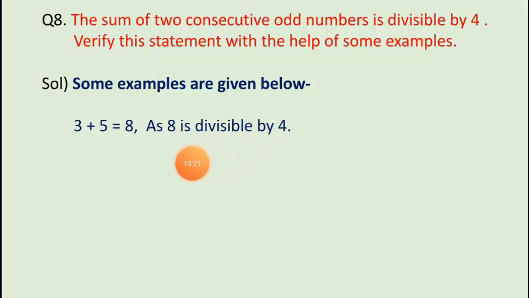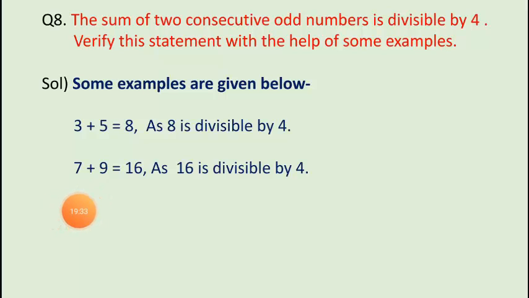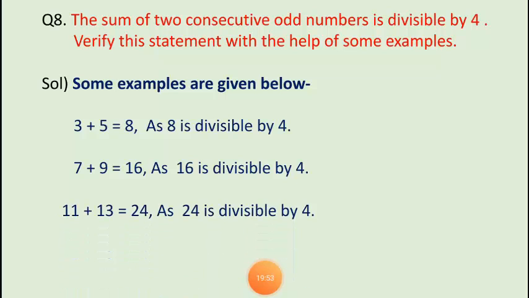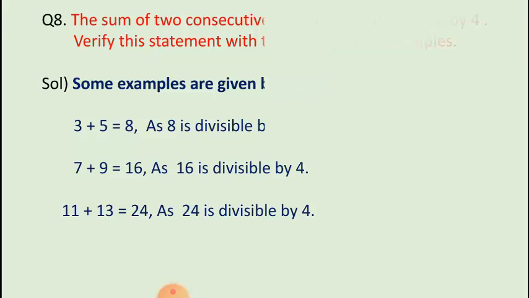As such, 8 is a multiple of 4. In the same manner, if I talk about another set of examples, here I have taken another two consecutive odd numbers, that is 7 and 9, and when we add them, we obtain the sum equal to 16, and we know again 16 is a multiple of 4. So this will be easily divisible by 4. In the same manner, we have taken the third example also, and with this example we can verify the above given statement in the question.